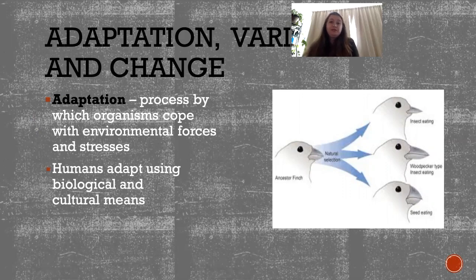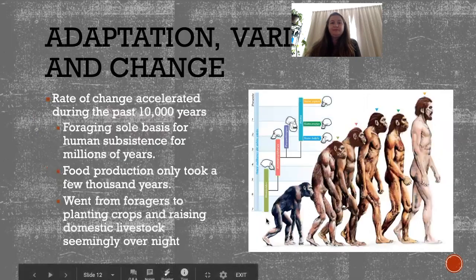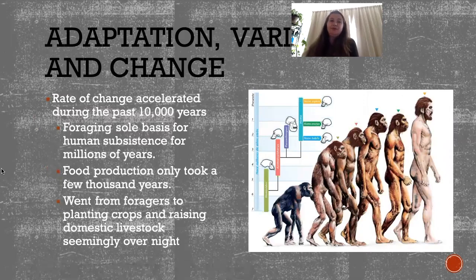So humans adapt two ways. They adapt using biological and cultural means. And this rate of change has sped up considerably over the past 10,000 years. For millions of years, foraging was the sole basis of human subsistence. Hunting comes later on as we move down the evolutionary chain. Food production doesn't come until about 10,000 years ago. And then it takes thousands more years to perfect.